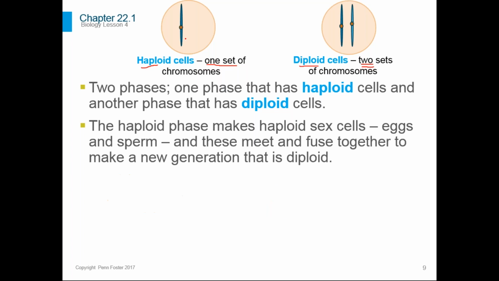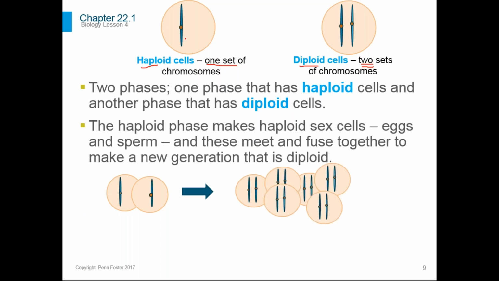Okay, so let me just go through that animation again. So we start out with an egg and a sperm that only have one set of chromosomes. They fuse together, make a cell that has two sets of chromosomes, and then that cell reproduces and makes a whole organism that has two sets of chromosomes. So we've gone from a haploid phase to a diploid phase.